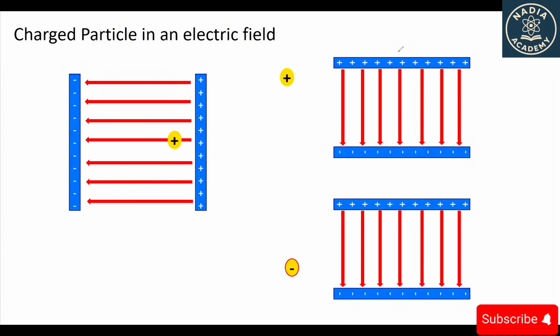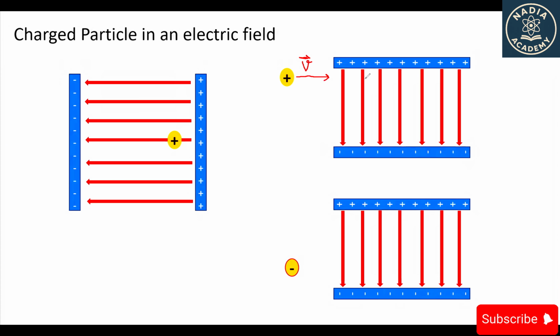Positive plate is at the top and negative plate is at the bottom. So field lines go from top to bottom, and this charged particle is outside the electric field, moving with some velocity v. This v is velocity, it is not the potential difference between these two plates.